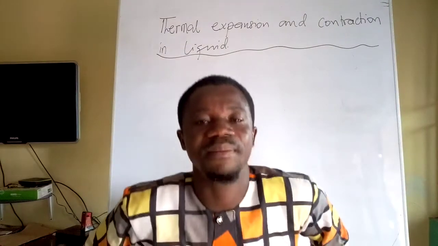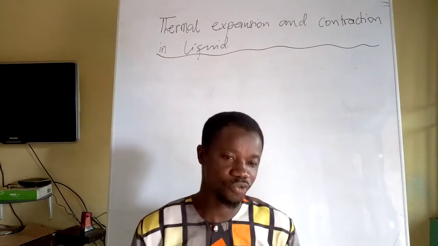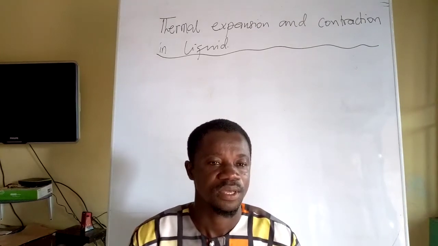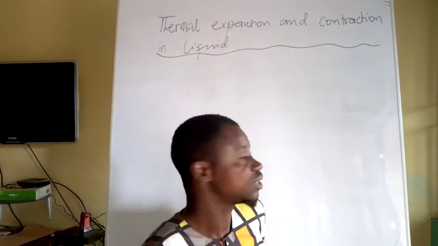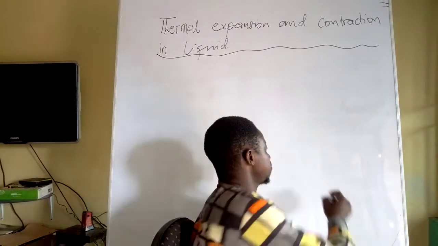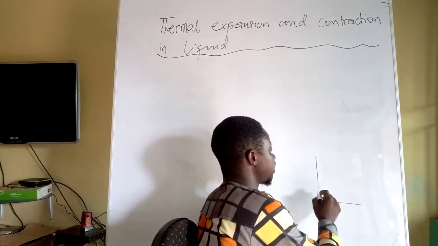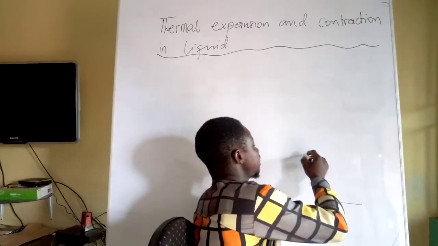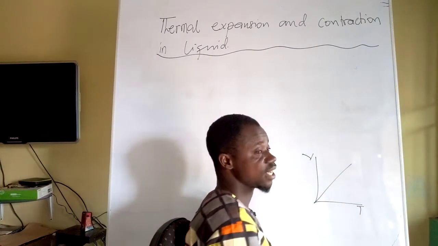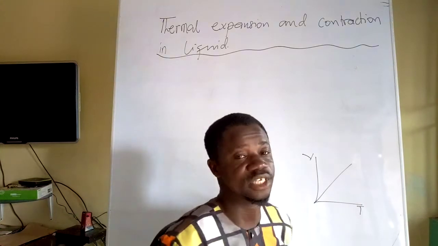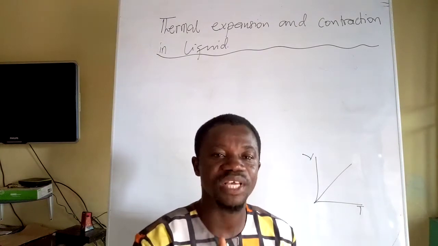When we talk about thermal expansion and contraction in liquids, liquids generally expand when they are heated and contract when they are cooled. Most liquids generally behave like that. So when we sketch a graph of volume versus temperature for most liquids, the graph is like this. Some of them expand exponentially, yes. Example is alcohol. But water behaves differently.